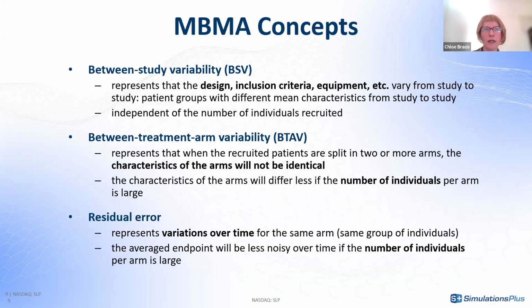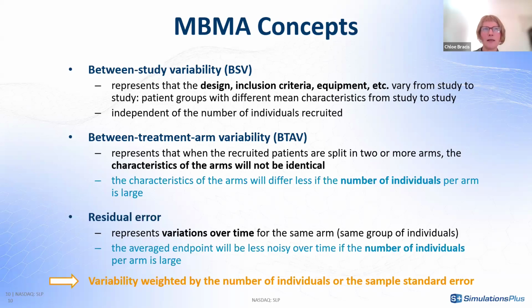Finally, we have the residual error, and this is representing the variation over time for the same arm, so the same group of individuals. And again, because this is an average, we expect there to be less variability. It'll be less noisy over time if we have more individuals per arm. And so in the last 2 cases, because we think that our between treatment arm variability and our residual error are going to be smaller if we have more individuals per arm, we're going to take this into account by weighting that variability by either the number of individuals per arm or, if available, the standard error.